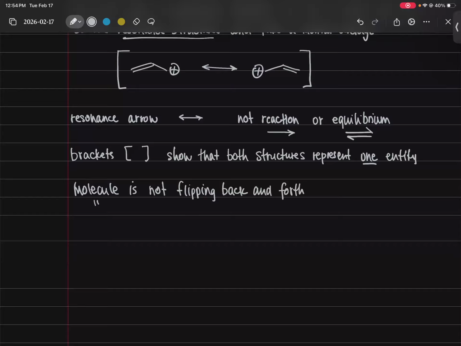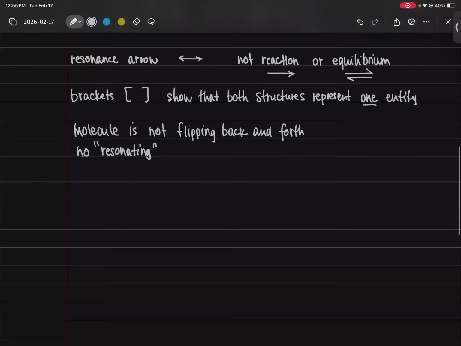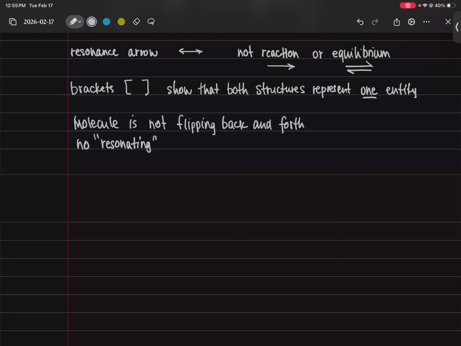And one thing that I often see students say is, okay, well, it's called a resonance structure, so isn't the molecule resonating between two forms? It's really inconvenient that that's the word that has been chosen for this sort of concept, but here we are. And so the molecule is not resonating or flipping back and forth between two structures. These are two incorrect structures that together show the correct structure. Okay, I think that'll be more clear when I draw the actual structure.